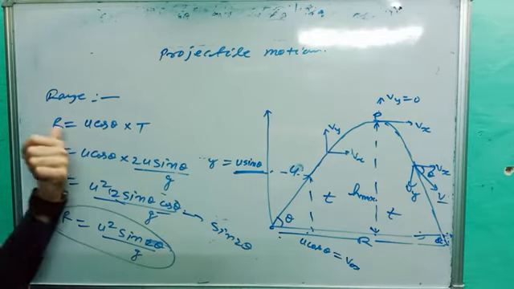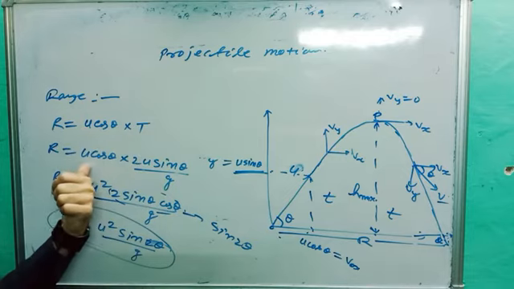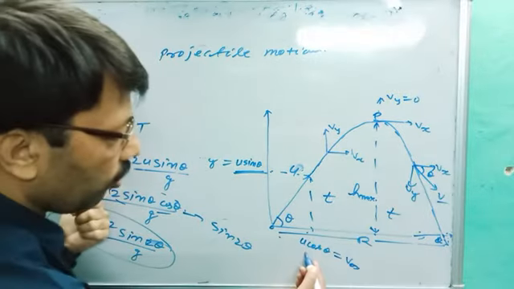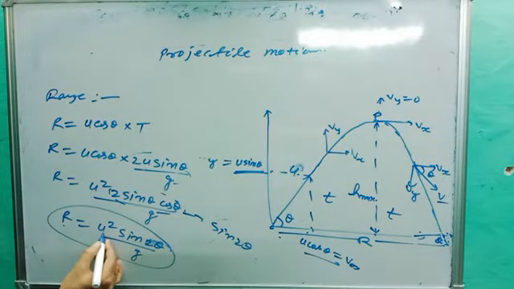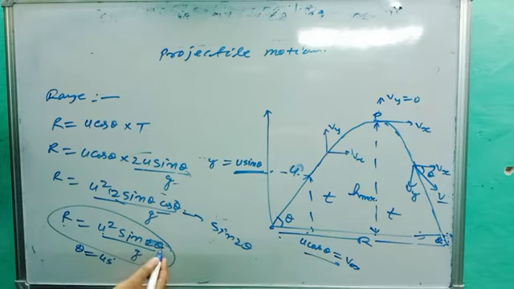Are you getting the point? Range r is equal to velocity into time. Velocity in range is not sin theta but cos theta into flying time. If you solve, you will get r is equal to u square sin 2 theta upon g. If theta is equal to 45 degree, 2 times 45 is 90, sin 90 becomes 1. You will get r is equal to u square upon g only. This is the maximum range.